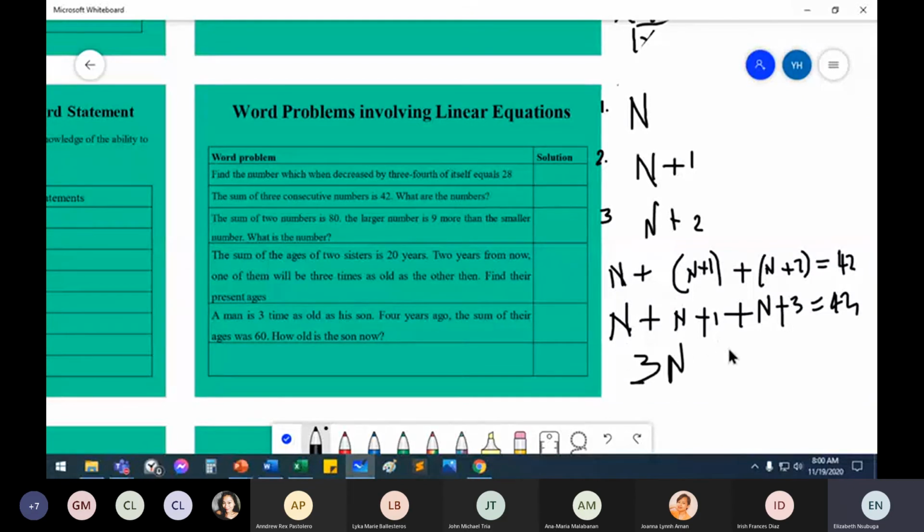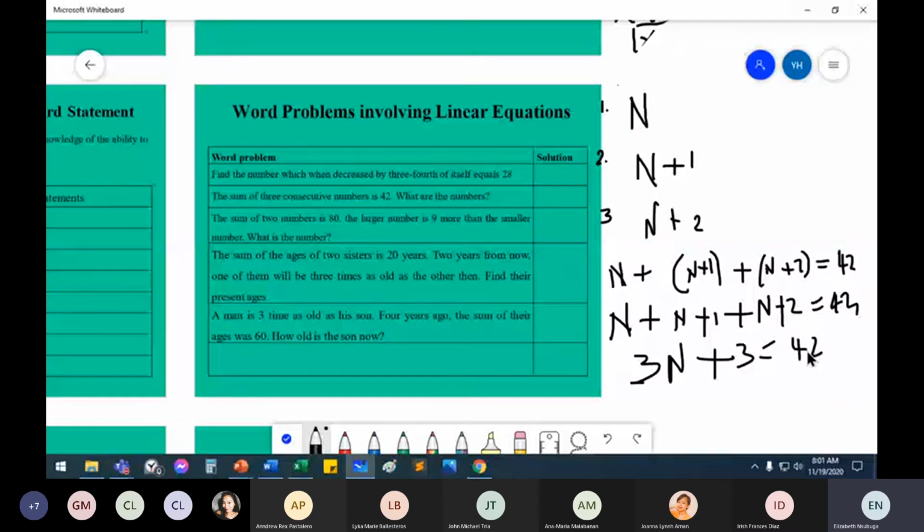1 plus, oh, where did I get 3, students? You should scream, Mom, it's not 3, it's 2. N plus 2. So we have two constants, 1 plus 2, 3, is equal to 42. Slowly, slowly. Even if we know this is divisible by 3, let's do it slowly.